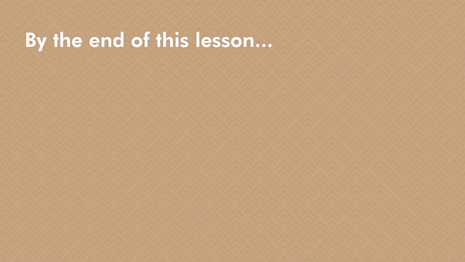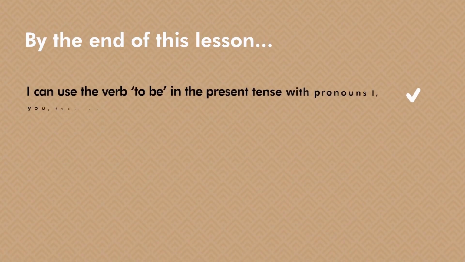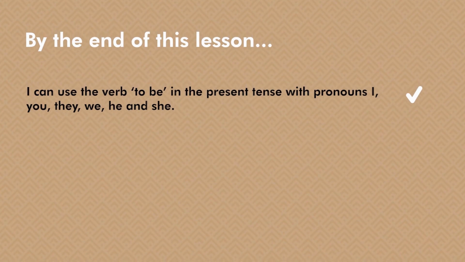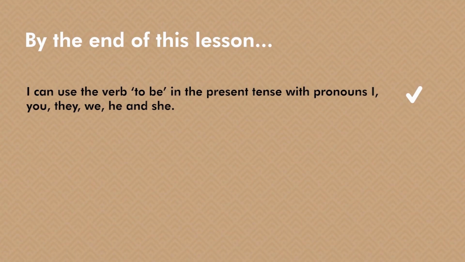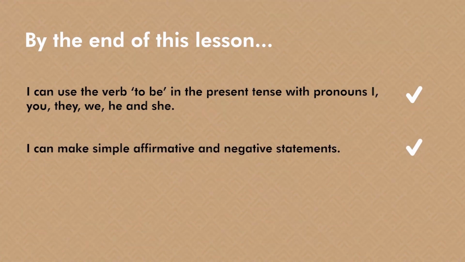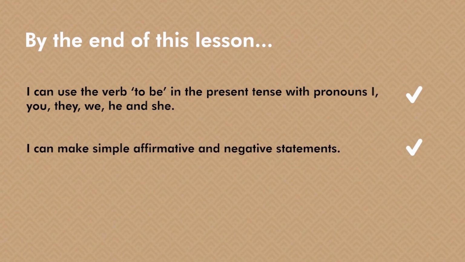By the end of this lesson, I can use the verb to be in the present tense with pronouns I, you, they, we, he, and she. I can make simple affirmative and negative statements.